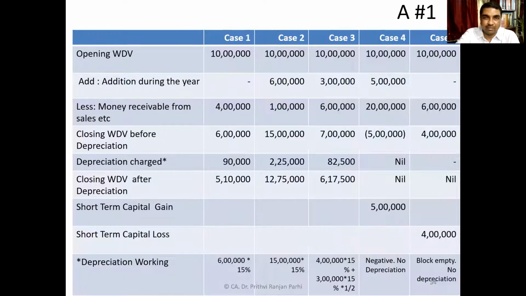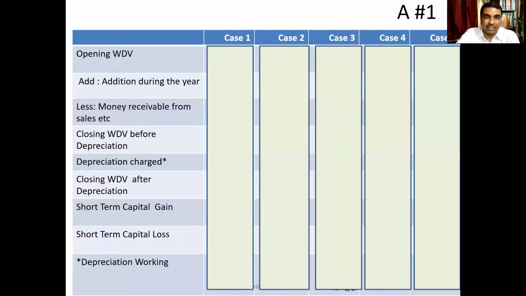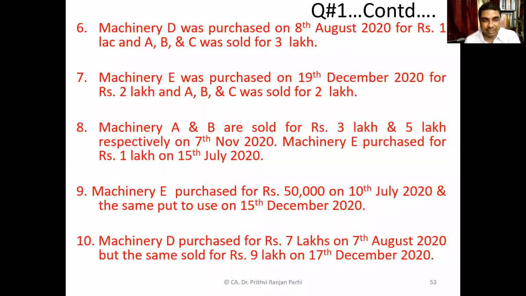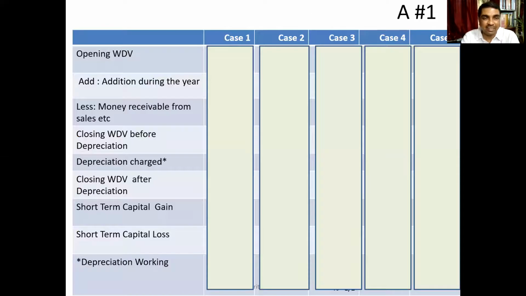Now, friends, case number 10. Case 10 talks about machinery D purchased for 7 lakh on 7th August 2020, but the same is sold for 9 lakh on 17th December 2020. That means in the same year, the asset is purchased and also sold. Let us see the treatment. Case number 10.